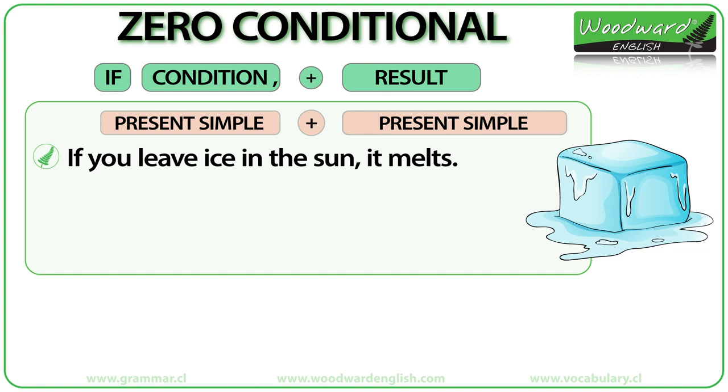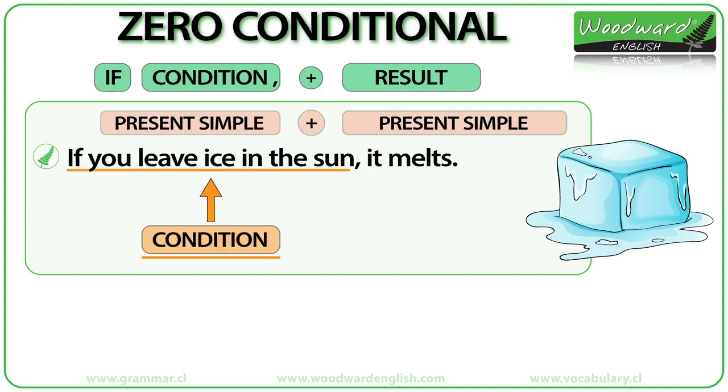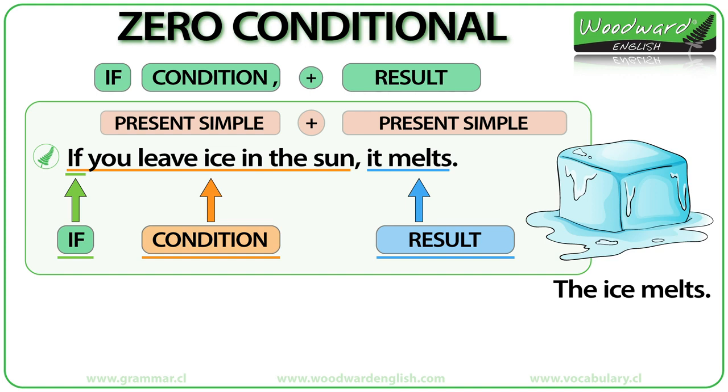Let's look at this sentence again. If you leave ice in the sun, it melts. The condition is, if you leave ice in the sun. This is an if clause because it begins with if. What is the result of this if clause? The result is the ice melts. But to avoid repeating the word ice, we use the pronoun it, so we say it melts.